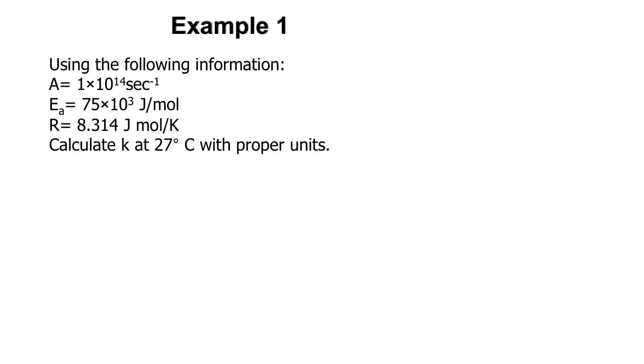Let's have a look at this example here. Let's see what's given here. A is given, the pre-exponential factor, EA is given, the activation energy, R is given. Start with the original form of the Arrhenius equation. As you are asked to calculate the rate constant at 27 degree centigrade, the temperature is given as well. Remember, in the expression you have to use Kelvin, which is obtained by adding 273 to this number.